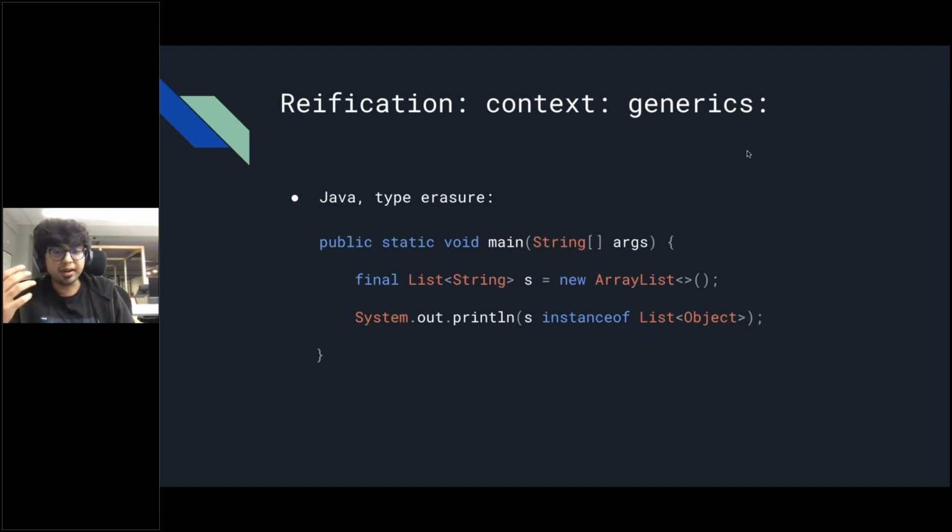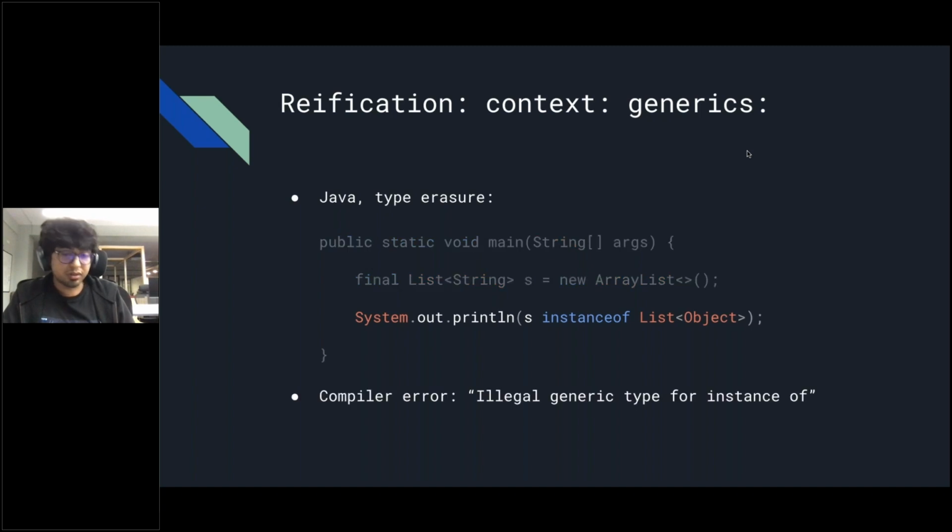Take a moment to analyze this code. Do you think this code will run, or will it not run? If you try running it, the code does not run. It throws a compilation error saying illegal generic type for instanceof. Why does this happen? It is because the runtime knows that s is an instance of list, but does not know what list it is an implementation of. It does not know that it's an instance of list of string. All it knows is that it's an instance of list.